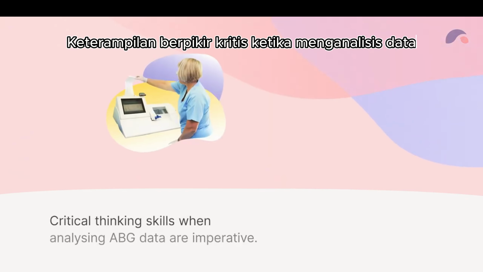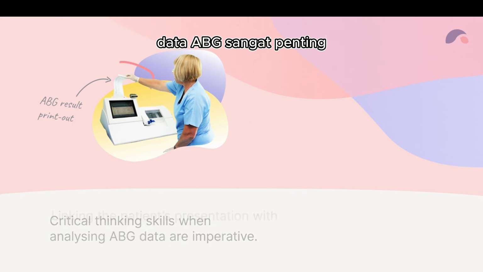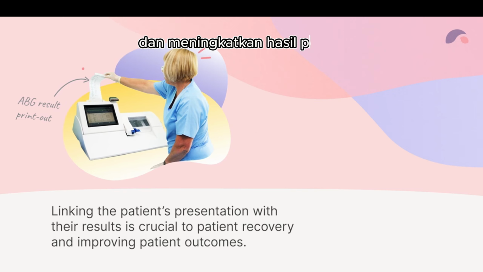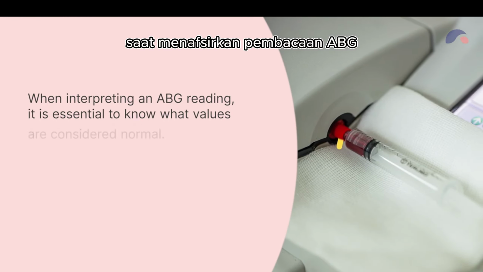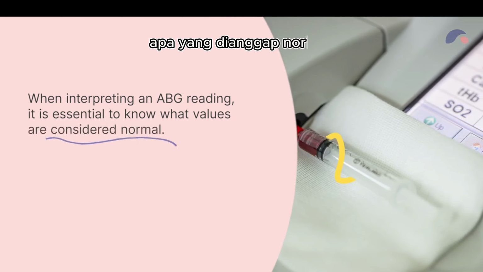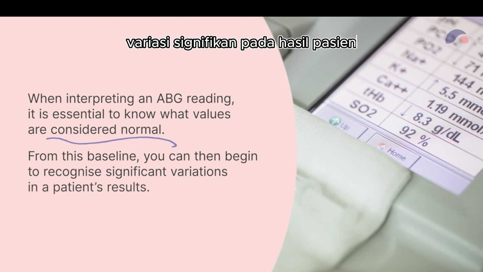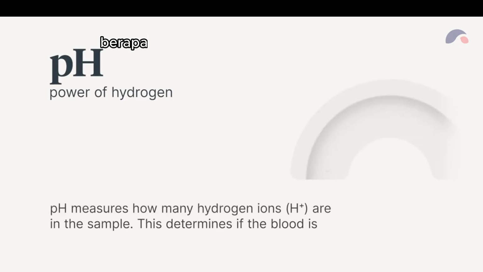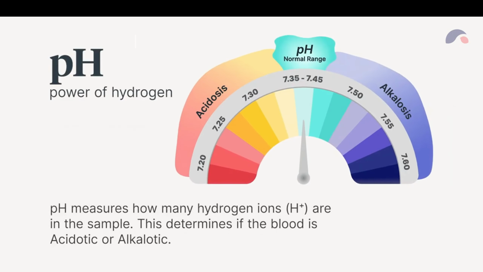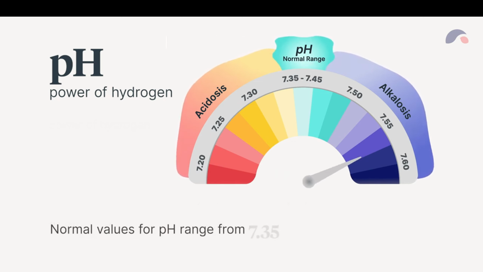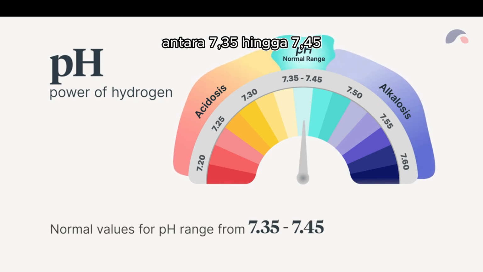Critical thinking skills when analysing ABG data are imperative. Linking the patient's presentation with their results is crucial to patient recovery and improving patient outcomes. When interpreting an ABG reading, it is essential to know what values are considered normal. From this baseline, you can then begin to recognise significant variations in a patient's results. The first value is the pH, power of hydrogen, which measures how many hydrogen ions are in the sample. This determines if the blood is acidotic or alkalotic. Normal values for pH range from 7.35 to 7.45.